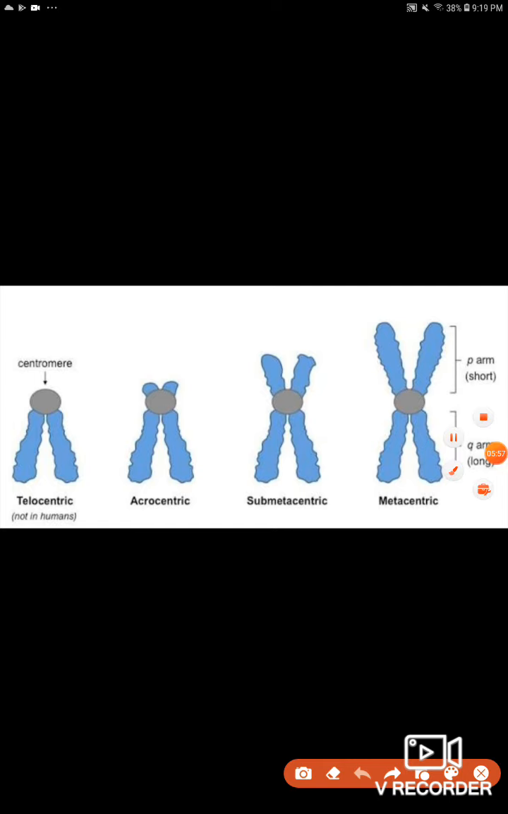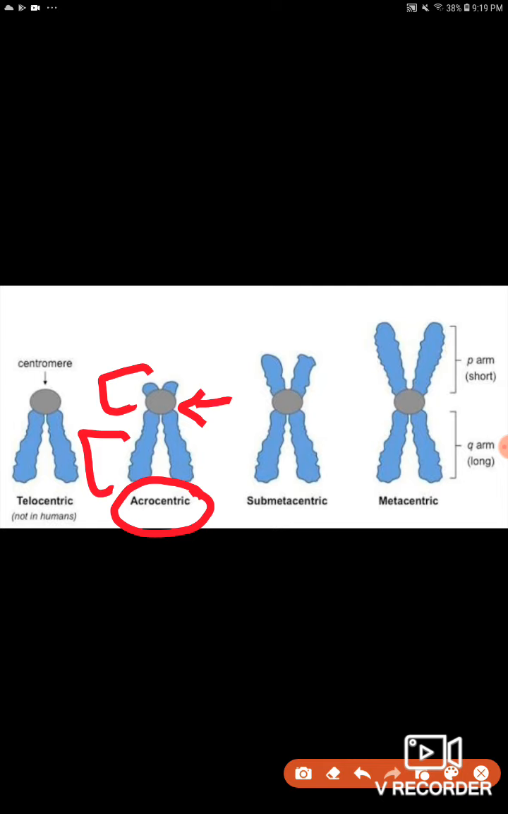Next is the acrocentric chromosome. They are also rod shaped with a subterminal centromere. Here you can see the position of the centromere, which is called the subterminal position. Here one arm is very long and one arm is very short.